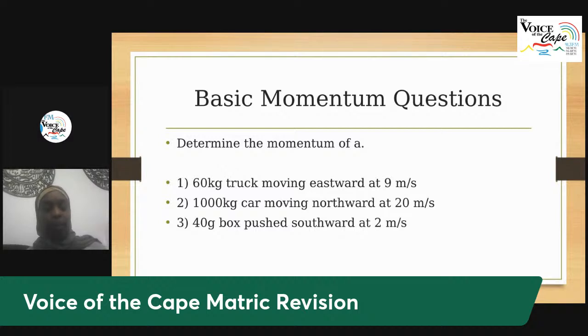Okay, kilograms, meters per second. I'll leave you to do the answer. This is quite simple, very straightforward. So 60 multiplied by 9, and that should give you an answer in kilograms meters per second.